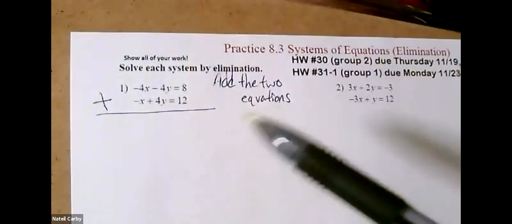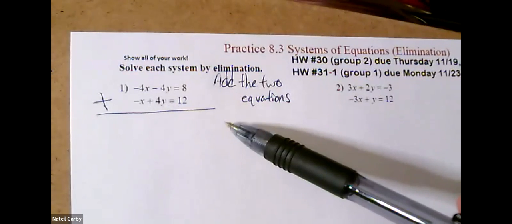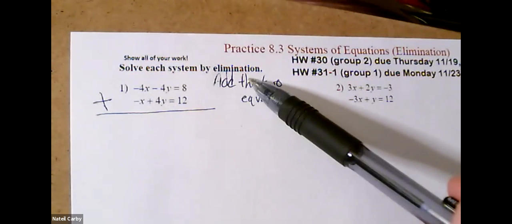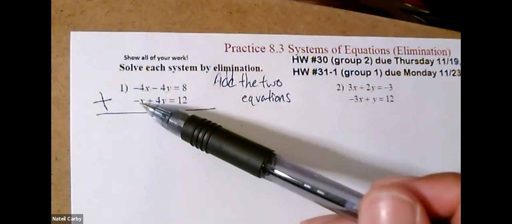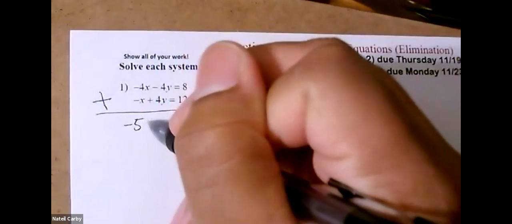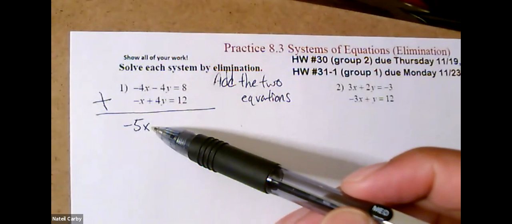Here's what you do. To solve by elimination, you're adding. You add the two equations. That's it. You add the two equations to figure out which variable you can eliminate first. So when you solve by elimination, you're adding. That's it. We have a -4 plus a -1. It's -5. -4 plus -1, -5. Boom.